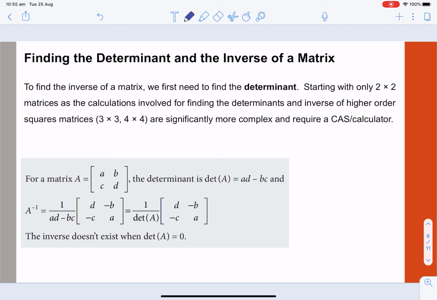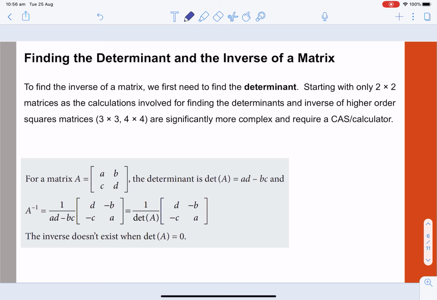Finding the determinant and the inverse of a matrix. So the determinant is very straightforward. To find the inverse of a matrix, we first need to find the determinant. Starting with only 2 by 2 matrices, as the calculations involved for finding the determinants and inverse of higher order square matrices, 3 by 3 and 4 by 4, are significantly more complex and require a CAS calculator. All right, so what we do in Year 11 is we only work through 2 by 2 matrices.